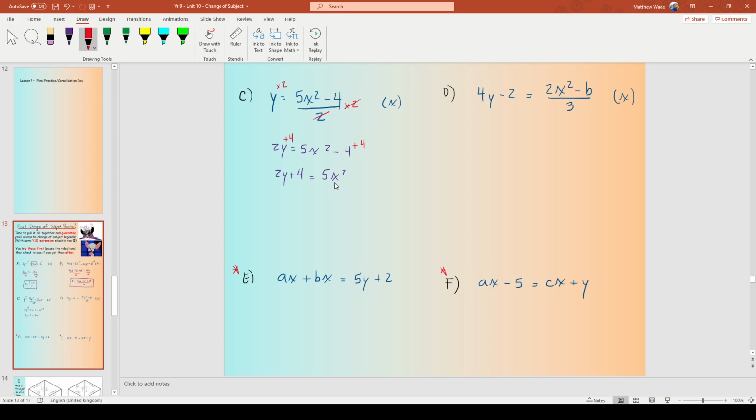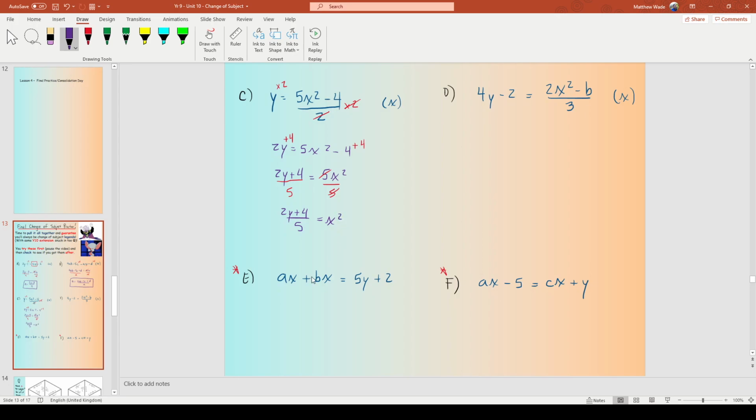So our next step, buddies, is to make the 5 go home. How is the 5 attached to the x squared? Well, multiplication. How do we move it? Well, divide. Divide both sides by 5. You're left with 2y plus 4 all over 5 equaling x squared. And now you're good to go.